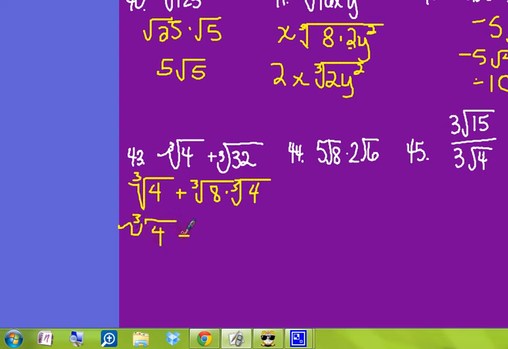That's that first term. Cube root of 8 is 2. And that 4 has to stay put. Now I have equal radicals. Cube root 4, cube root 4. I have 1 here and 2 here. That gives me 3. So your answer is 3 times the cube root of 4. Done.